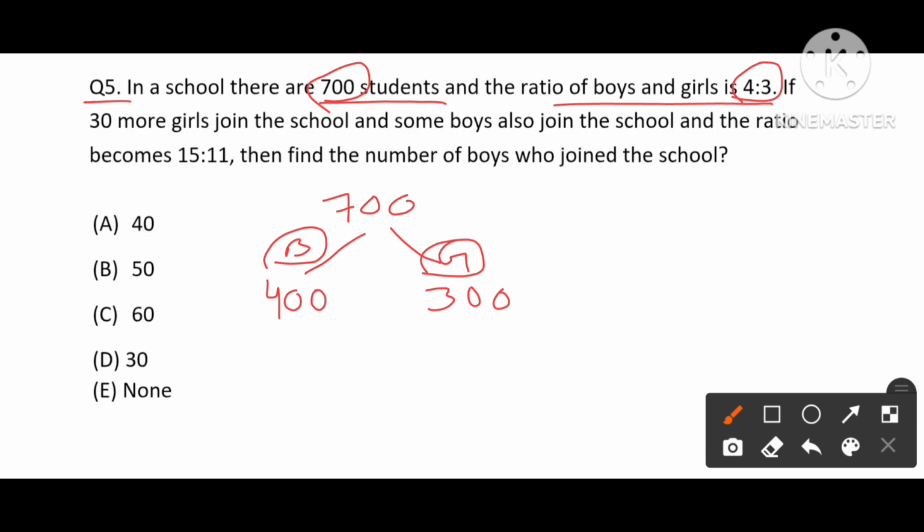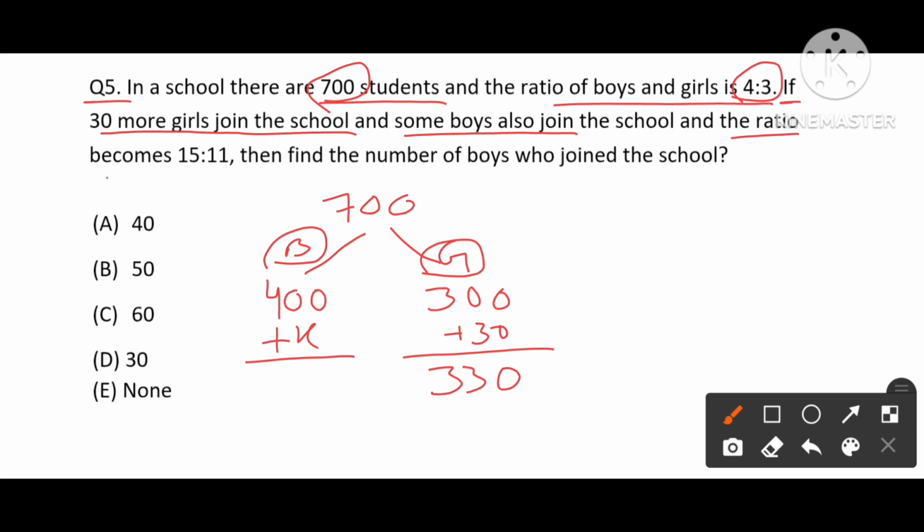Now the question says that if 30 more girls join the school, so 30 more means 330. Now it becomes 330. And it says that some boys also join the school. We don't know how many boys joined the school. And it says that the ratio becomes 15:11. Here it is clear that 11 parts value is 330.